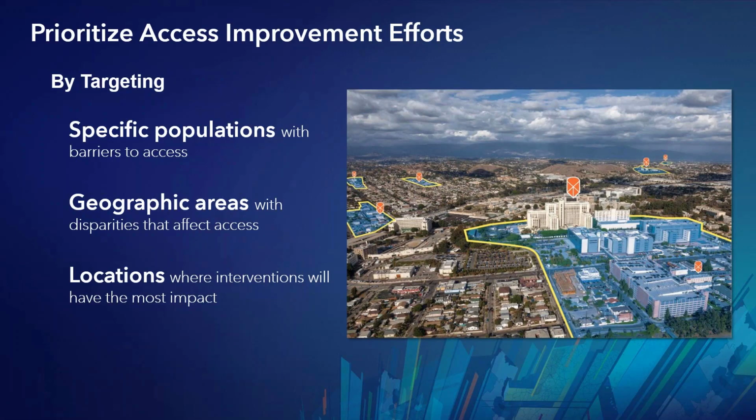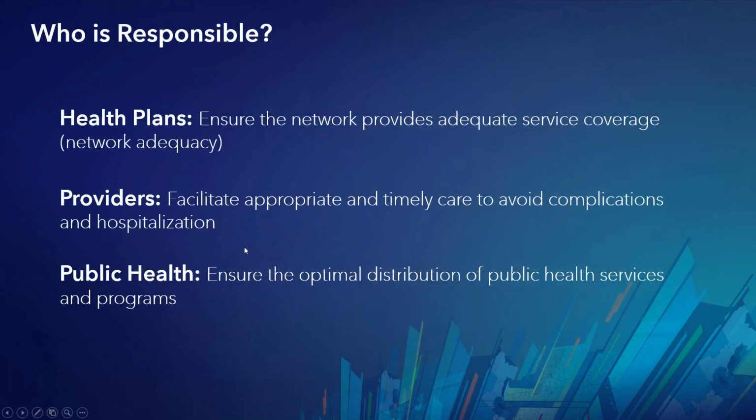Well, who cares about this information? Who is responsible for this? There's a lot of different aspects of healthcare organizations that have a vested interest in ensuring that there's proper network adequacy. You've got health plans that are out there ensuring the network provides adequate service coverage. Providers want to make sure that they can have appropriate and timely access to care, avoid complications and hospitalizations by having easy access to services for individuals to come to for both preventive measures and emergent measures.